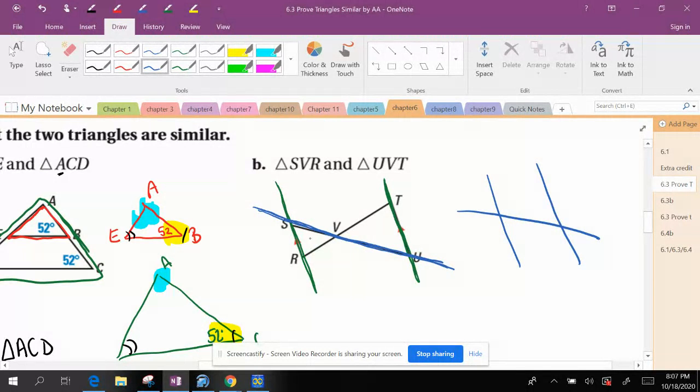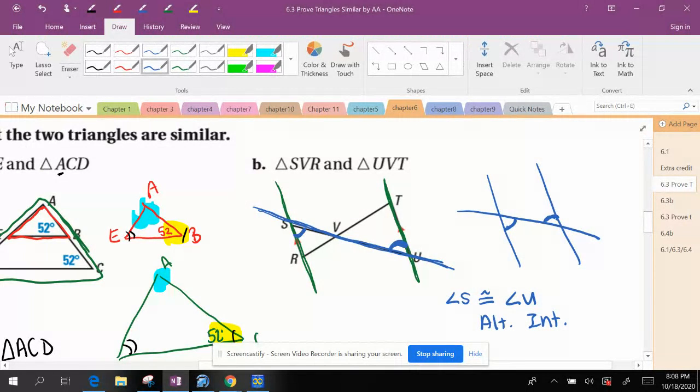I already know that angle SVR is congruent to angle UVT, because these are vertical angles. But now I need to figure out, using that transversal, what else is congruent? Well, this angle S and this angle U have to be congruent because they're alternate interior. So to give you a little imagery on the side without the other lines, that's what that looks like. So angle S is congruent to angle U because they're alternate interior angles.